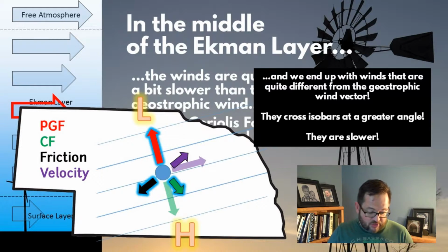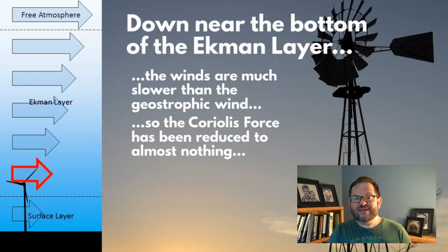And you can see that these winds are actually crossing the isobars at a greater angle. They are turned more towards low pressure. And in fact, their winds are even slower, as we learned about in part 2 of this lecture. And if we went almost all the way down to the surface layer, near the bottom of the Ekman layer, here these winds are, like the one I have highlighted in red there on the left-hand side of the screen. Well, that wind is a whole lot slower than the geostrophic wind up there in the free atmosphere. And so now our Coriolis force has been way reduced, practically to nothing.